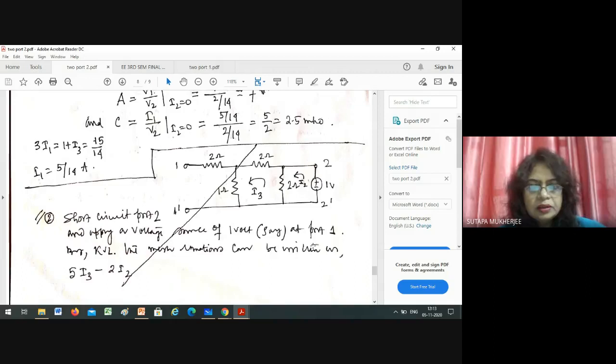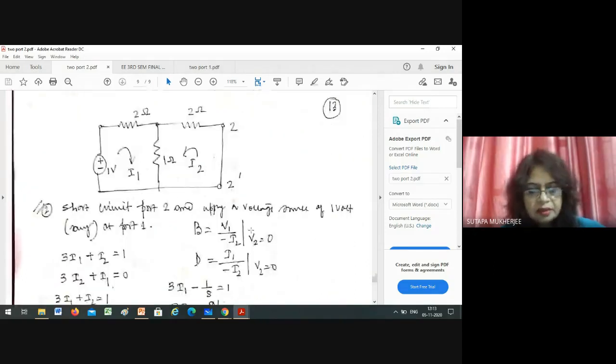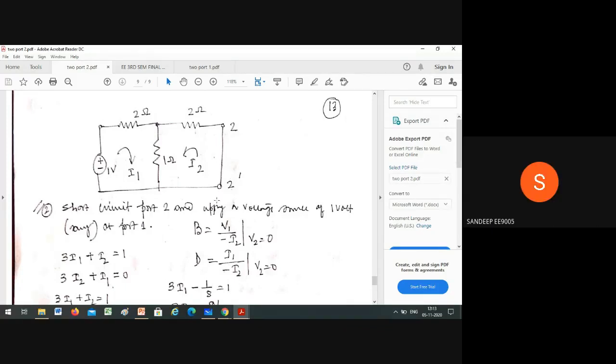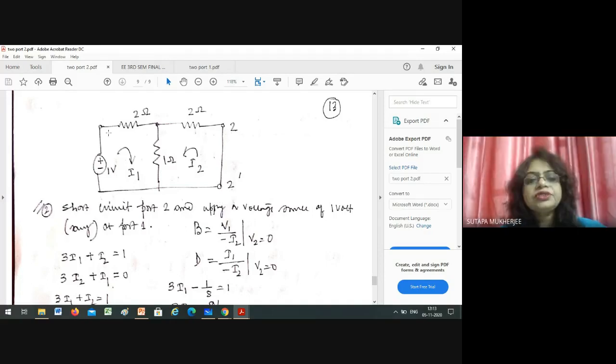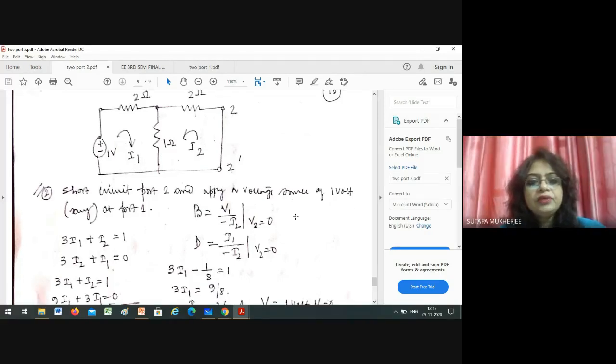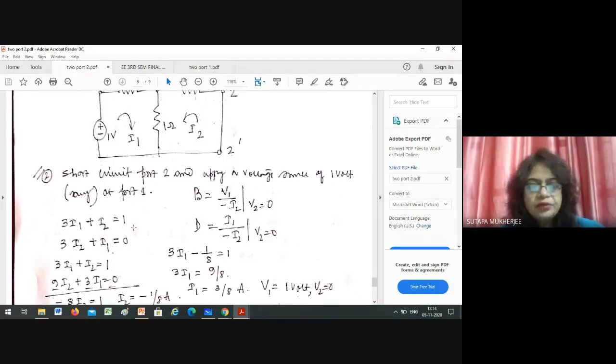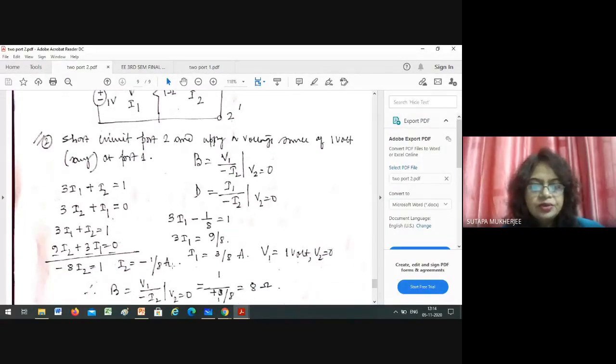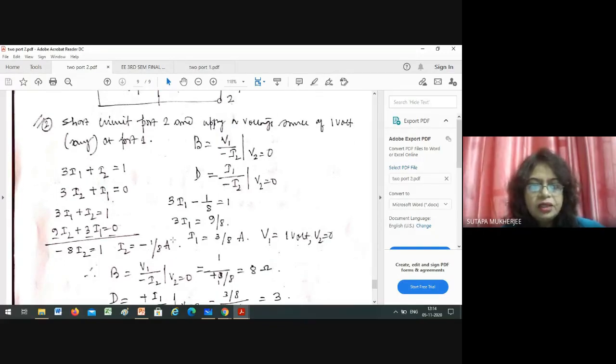Now come to the second one, B and D. If you want to get the value of B and D, what do you have to do? V2 equals 0 means you have to short the port 2, and apply a voltage source of 1 volt here. In the previous case it was open, and in this case it is shorted. Again, the same thing, I1 and I2. The equations are 3I1 plus I2 and 3I2 plus I1, and after solving you get I2 and I1.